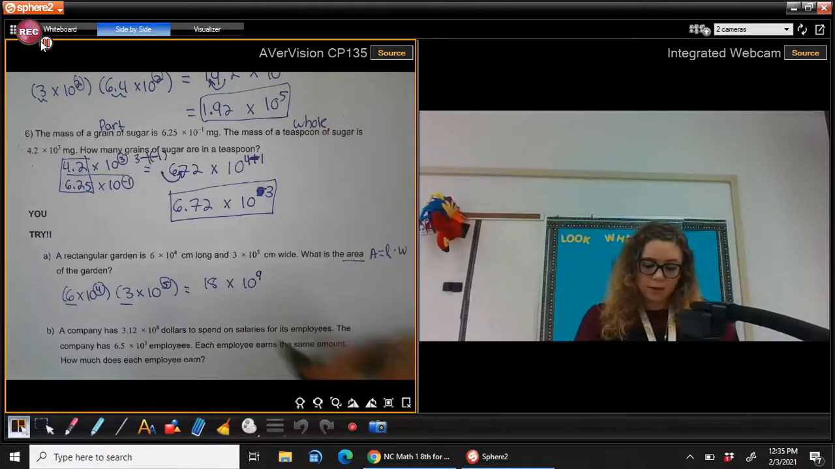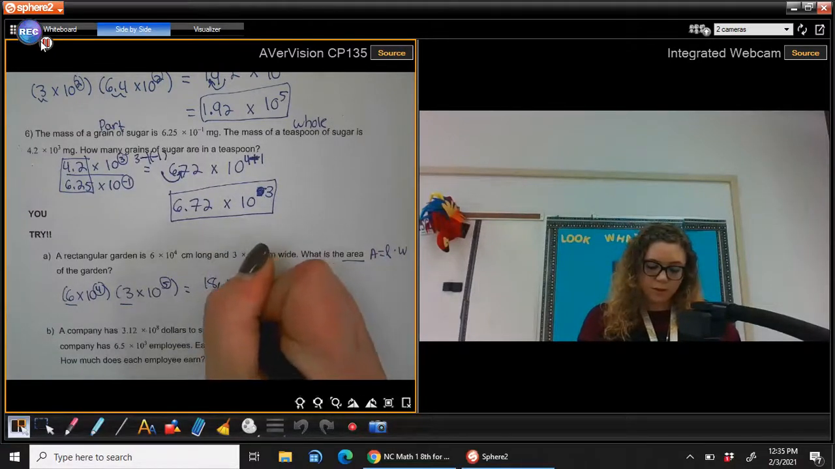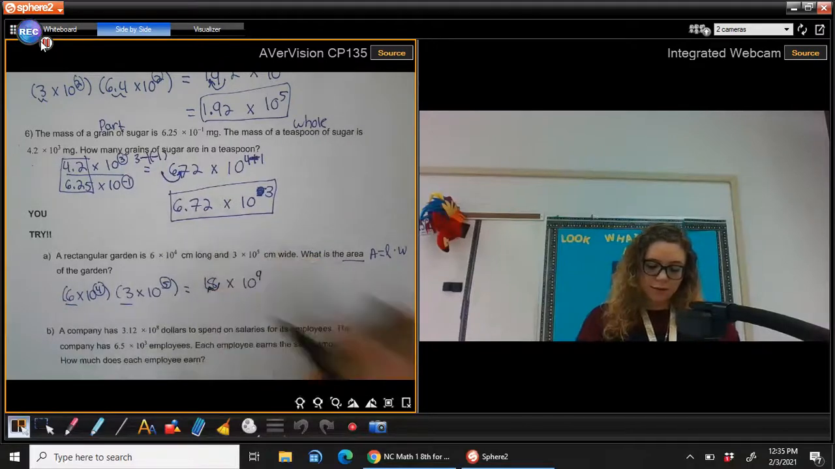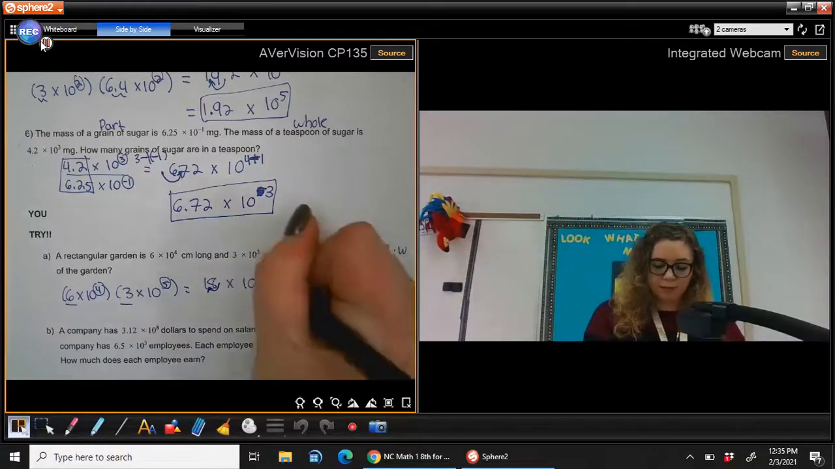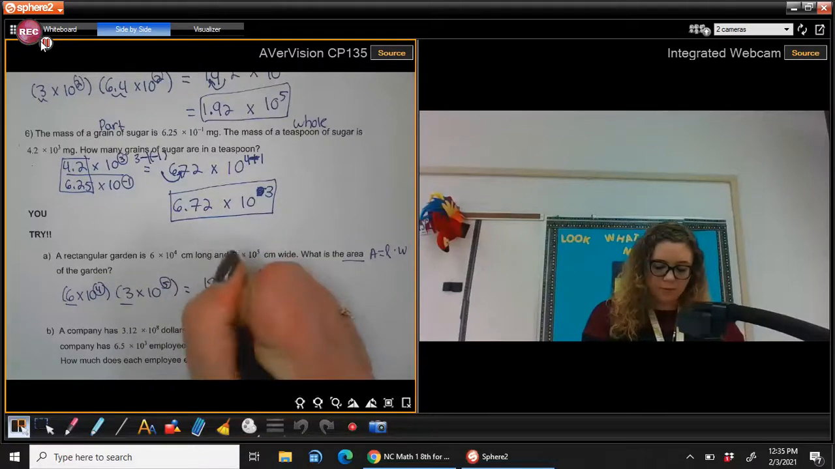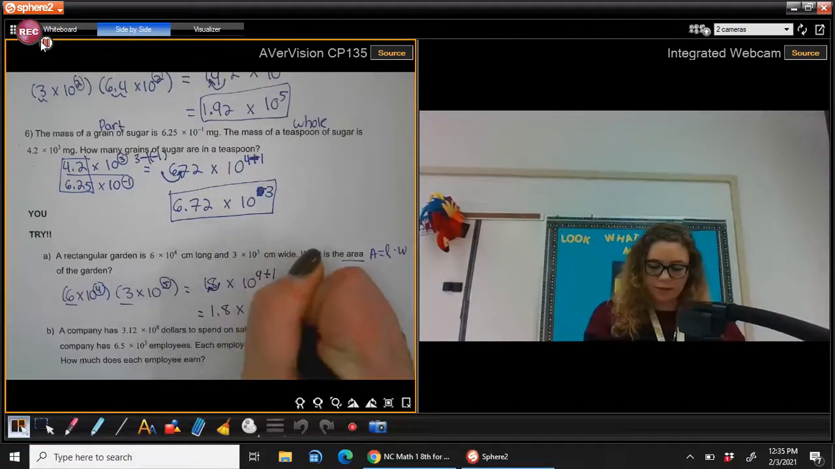I need to move my decimal once to the left. Since I'm moving it to the left, I'm going to add 1. So then I have 1.8 times 10 to the 10th power.